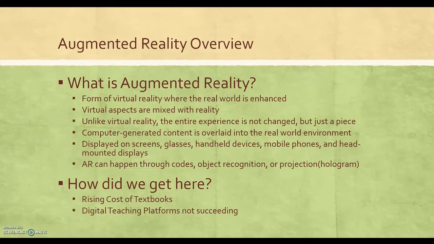The problem with digital teaching platforms was that they were not necessarily engaging enough for the students. And many times they had to be used at the same time as the textbooks, especially for college students. College students had to purchase the textbook and the access code. So it became a double cost. And then the high school students, while they had access to the digital teaching platforms, the teacher still had to teach from the textbook and then access the digital teaching platform.